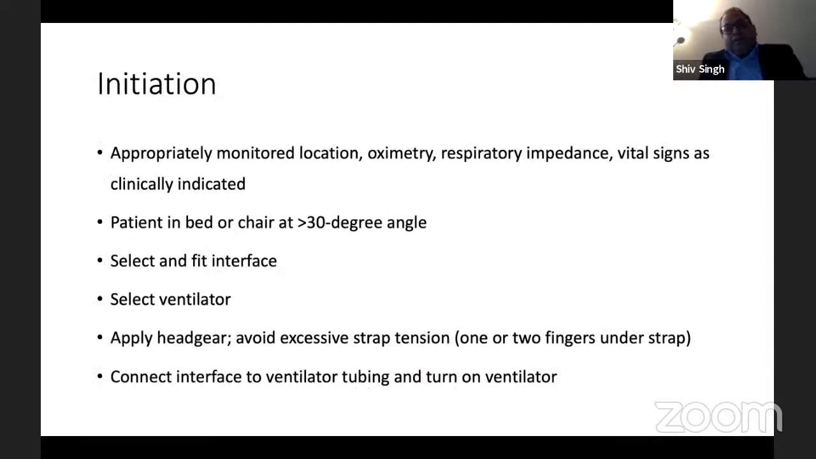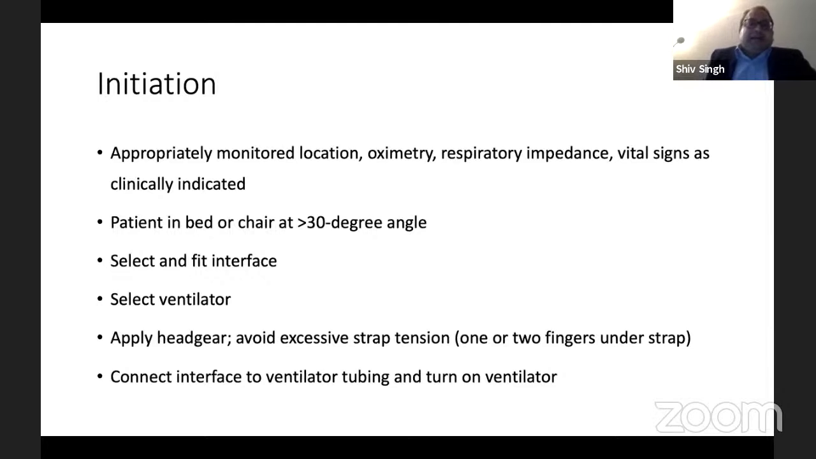When initiation is done, basically you need to make sure that the patient is in a proper location. You have the monitoring, so you need oximetry, monitoring the vitals. It's always better to have patients sitting on the bed or chair with a 30 degrees head up position. And you need to select a proper fit, whether it's a nasal mask or a normal mask. You need to have proper selection and fit. And then you will require a ventilator. So there are standalone ventilators for non-invasive ventilation.